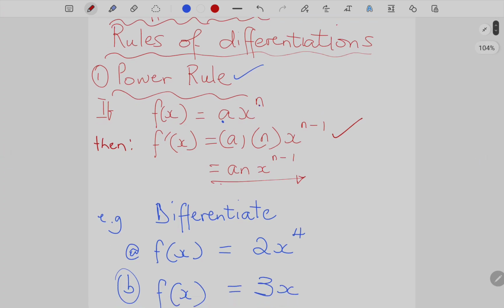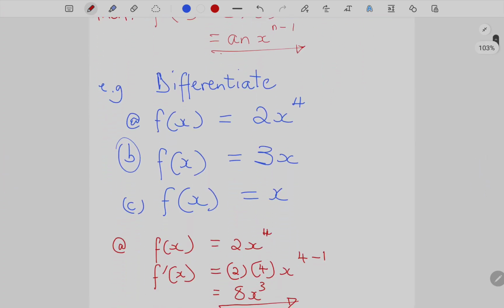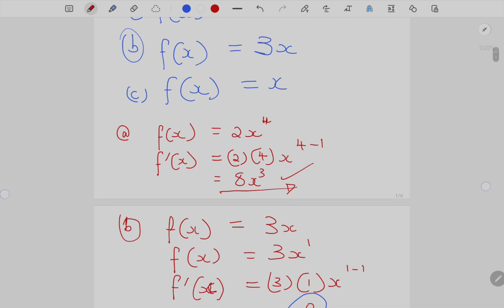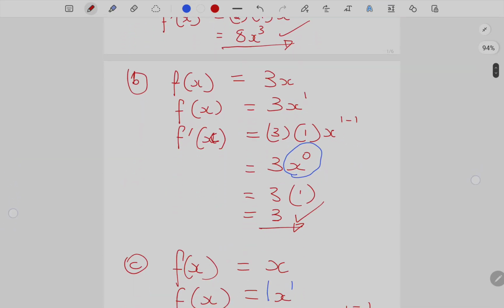Now let us do the example. On this, it says, differentiate f of x is equal to x to the power 4, and f of x is equal to 3x, and f of x is equal to x. Now, how are we going to derive this? F of x is equal to x to the power 4. The f prime of x will be 2 times 4, x to the power 4 minus 1. Then what is 2 times 4? It is 8. X to the power, what is 4 minus 1? It is 3. So this is the final answer.